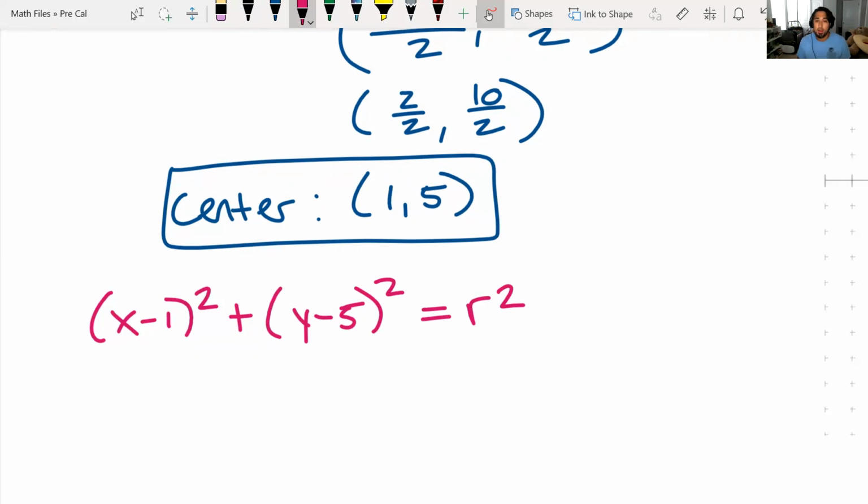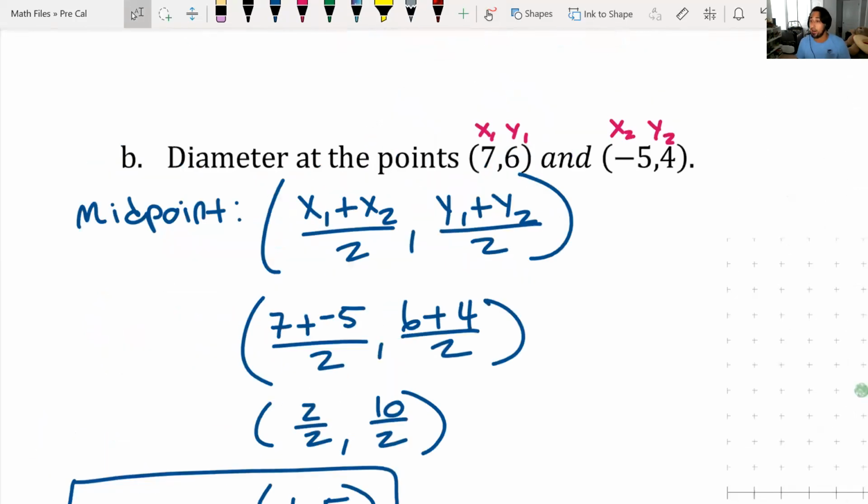Okay. And in order to solve for r, we need to know a point on the actual circle to plug in for x and y. Well, lucky for us, we know two points on the circle, 7, 6, or -5, 4. It doesn't matter which point you choose because they're both on the circle. Choose one, plug it in for x and y into the standard form. I'll choose 7 and 6.